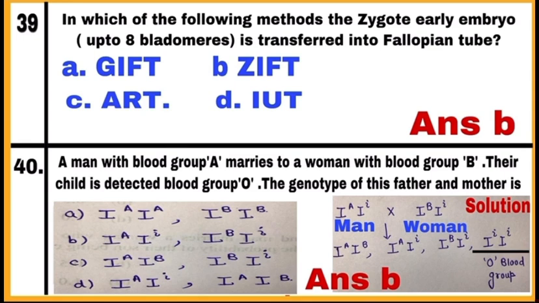Question 40. A man with blood group A marries a woman with blood group B. Their child is detected with blood group O. The genotype of the father will be IA i and of the mother IB i. So mark B as a correct answer. Check the solution to get the answer.